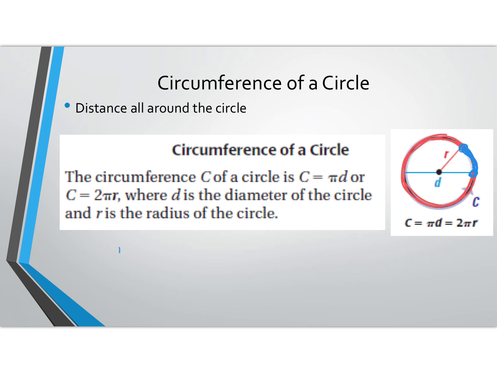So the circumference of a circle has a formula, and it's either 2 times pi times r, or it's the diameter times pi. Remember that the radius is half of the diameter. In other words, it's from the center to the end. The other side is the radius. So notice that the entire length of the diameter is 2 radiuses, and that's where the 2 and the r come from, okay?